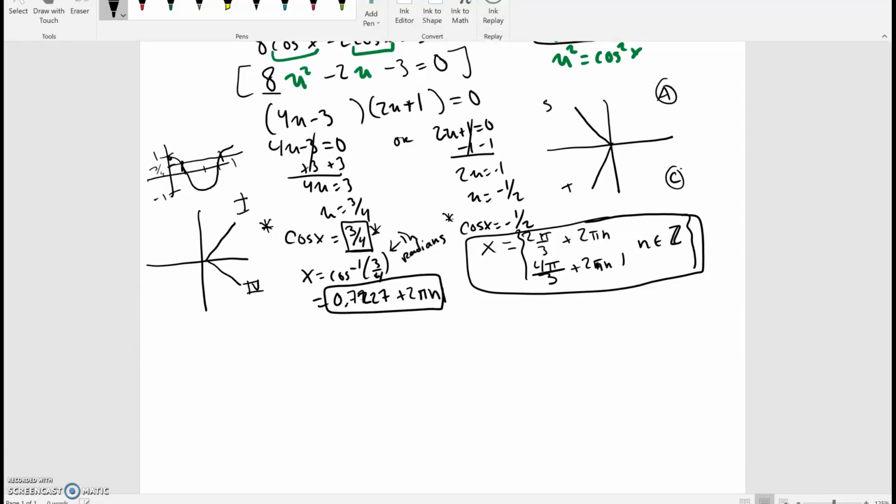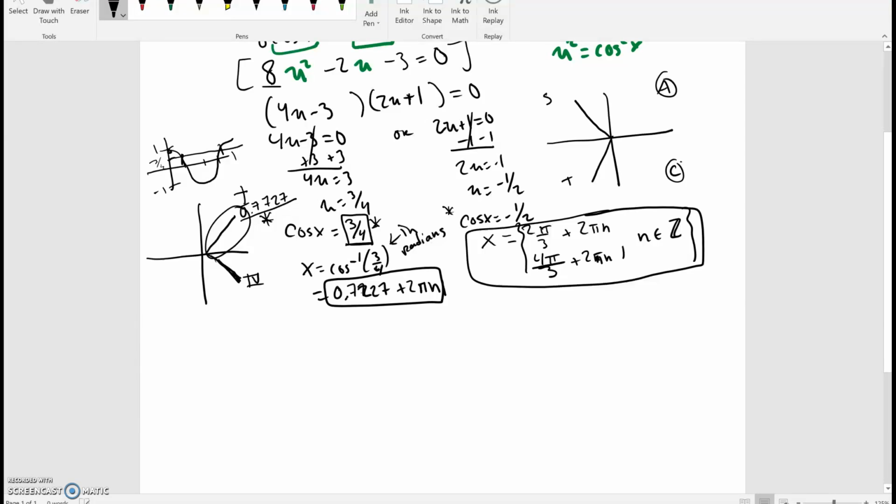Okay, so this is our first solution. This one actually is in quadrant 1, 0.7227. So we got this one. Now, how am I going to get this one? Well, I know that if this is positive 0.7227, then this one should be negative 0.7227. Now, you can go ahead and leave it like that and add 2 n pi. Something else that you can do is to make this positive, add 2 pi to this, so that will give us 1 full revolution.